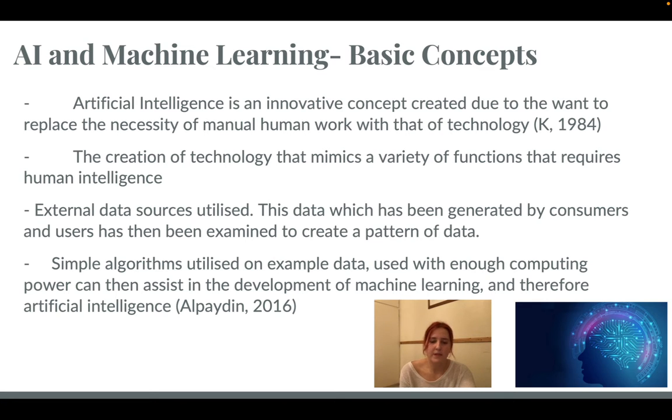This data, which has been generated by consumers and users, has been examined to create a pattern of data. The importance of machine learning is its ability to learn and adapt from data collected without the necessity of specific and categorical programming. Simple algorithms utilized on example data, used with enough computing power, can then assist in the development of machine learning and therefore artificial intelligence. In recent years, applications based on artificial intelligence, AI, have emerged in several different fields, including supply chains.